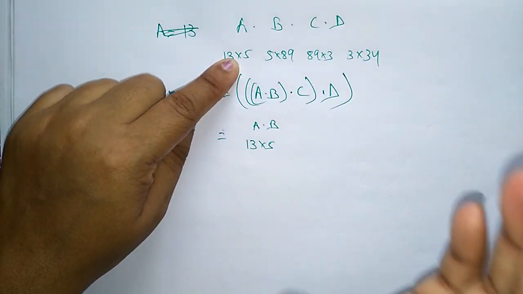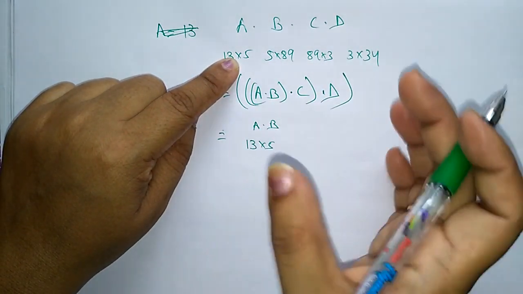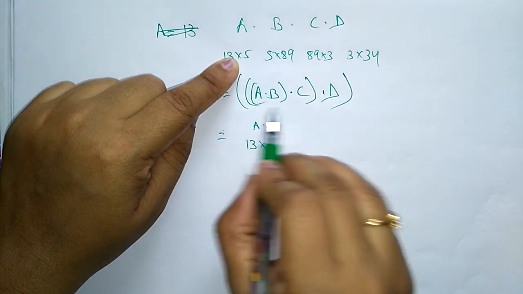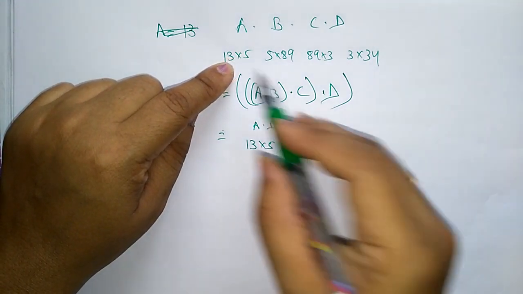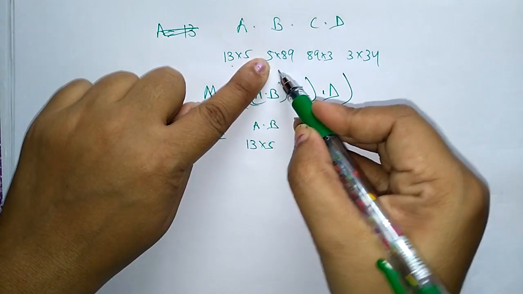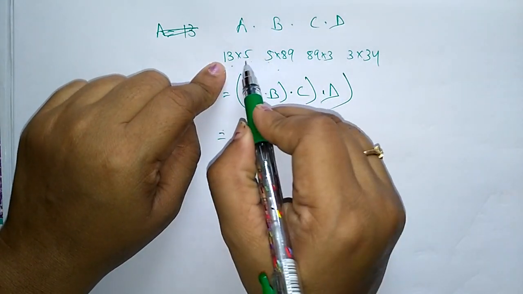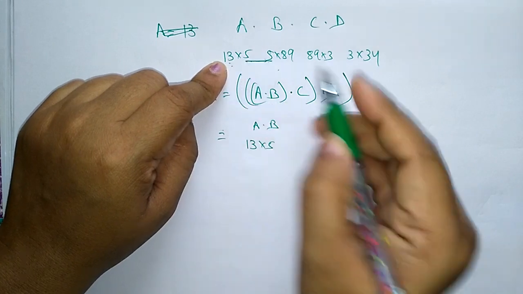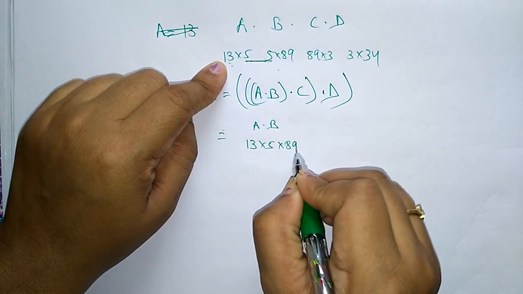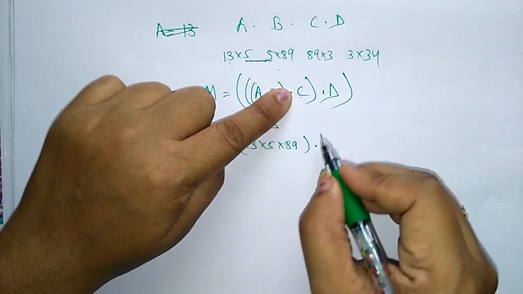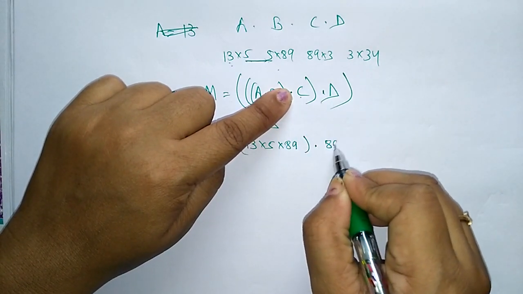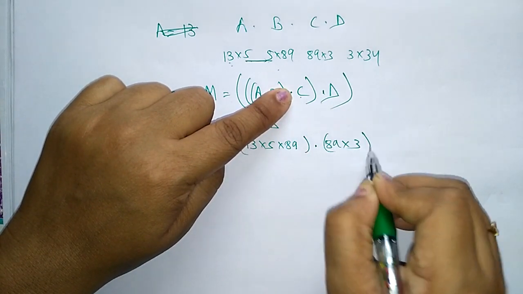I am only finding the cost, not the values here. I want to find out which sequence contains the less cost to calculate. So 13 by 5 into 15 by 5 by 8 means you have to take only 1 in this. So 13 by 5 by 89. Okay, what is the C value? C is 89 by 3.